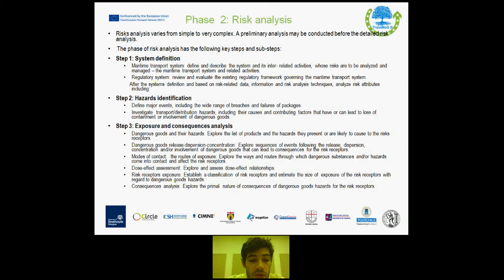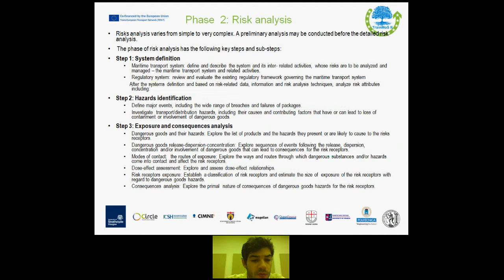After the system's definition and based on risk-related data information and risk analysis techniques, you should analyze risk attributes, and we move on to the second step, which is hazards identification, where you should define major events, including the wide range of breaches and failures of packages, or investigate transport distribution hazards, including their causes and contributing factors that have or can lead to loss of containment or involvement of dangerous goods.